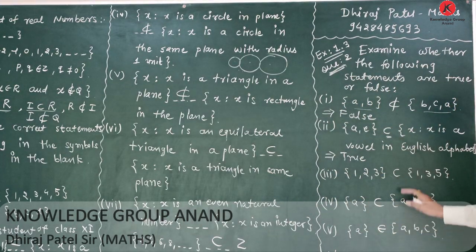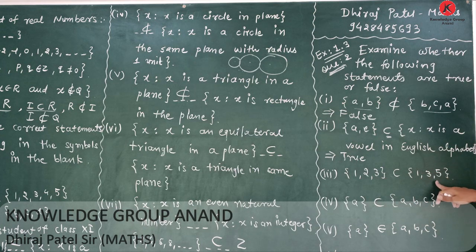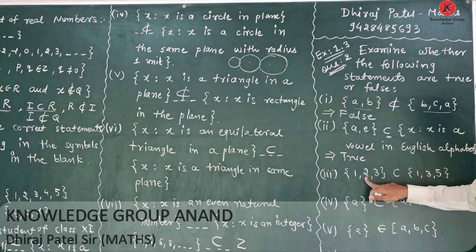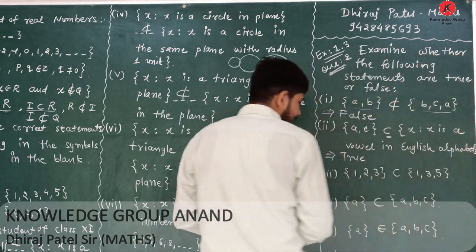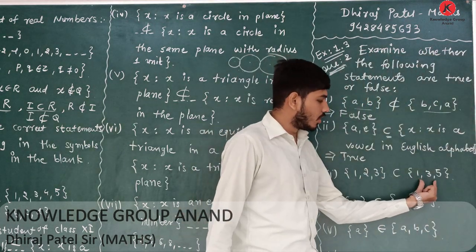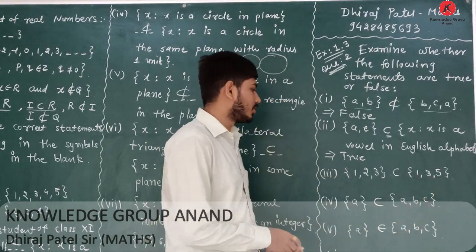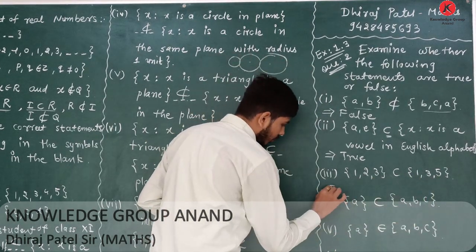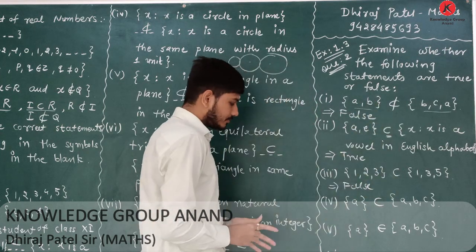Next one, the third question. {1, 2, 3} is a subset of {1, 3, 5}. See here, 1 and 3 are in this set, but 2 does not belong to this set. Therefore, we can say that it is not a subset of this set. This set is not a subset of this set. Therefore, this statement is false.